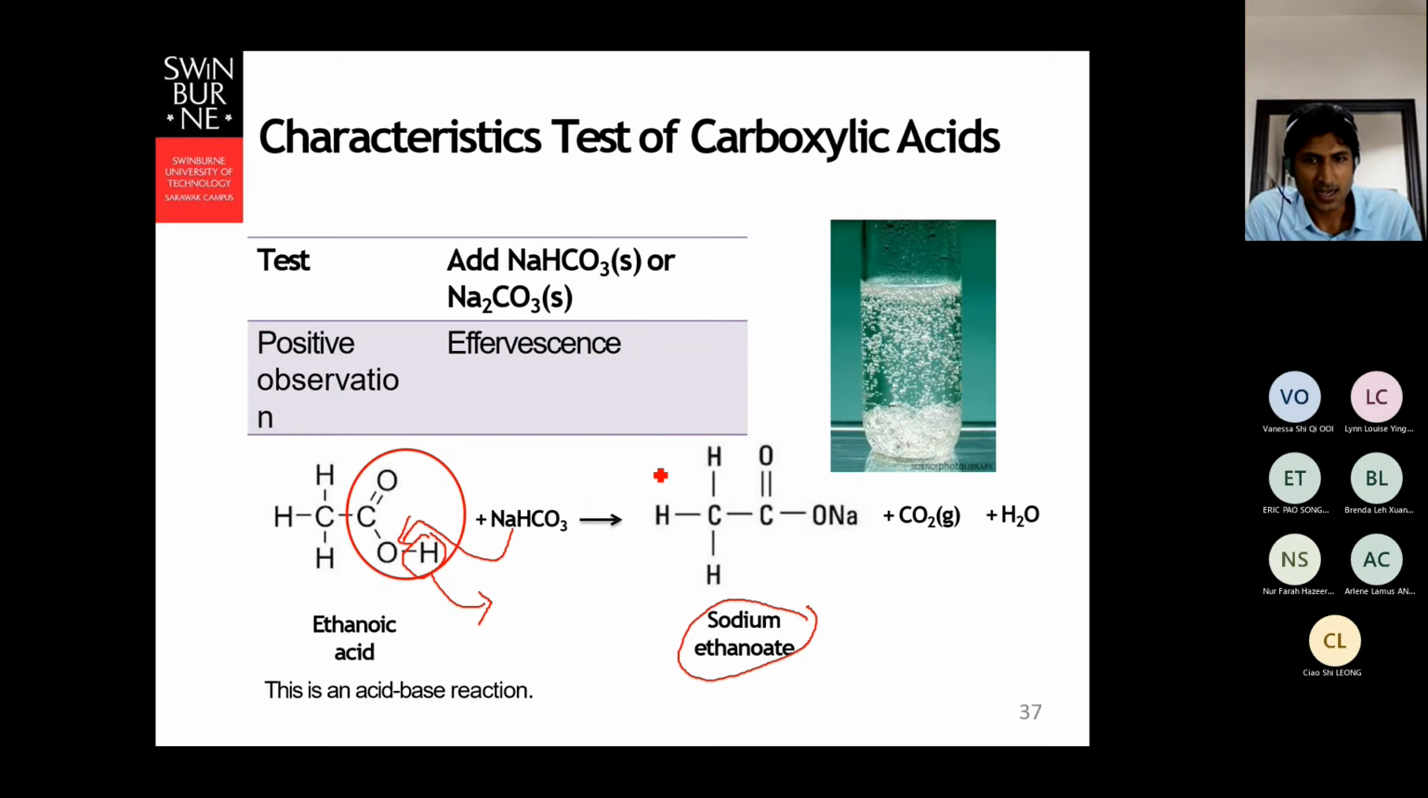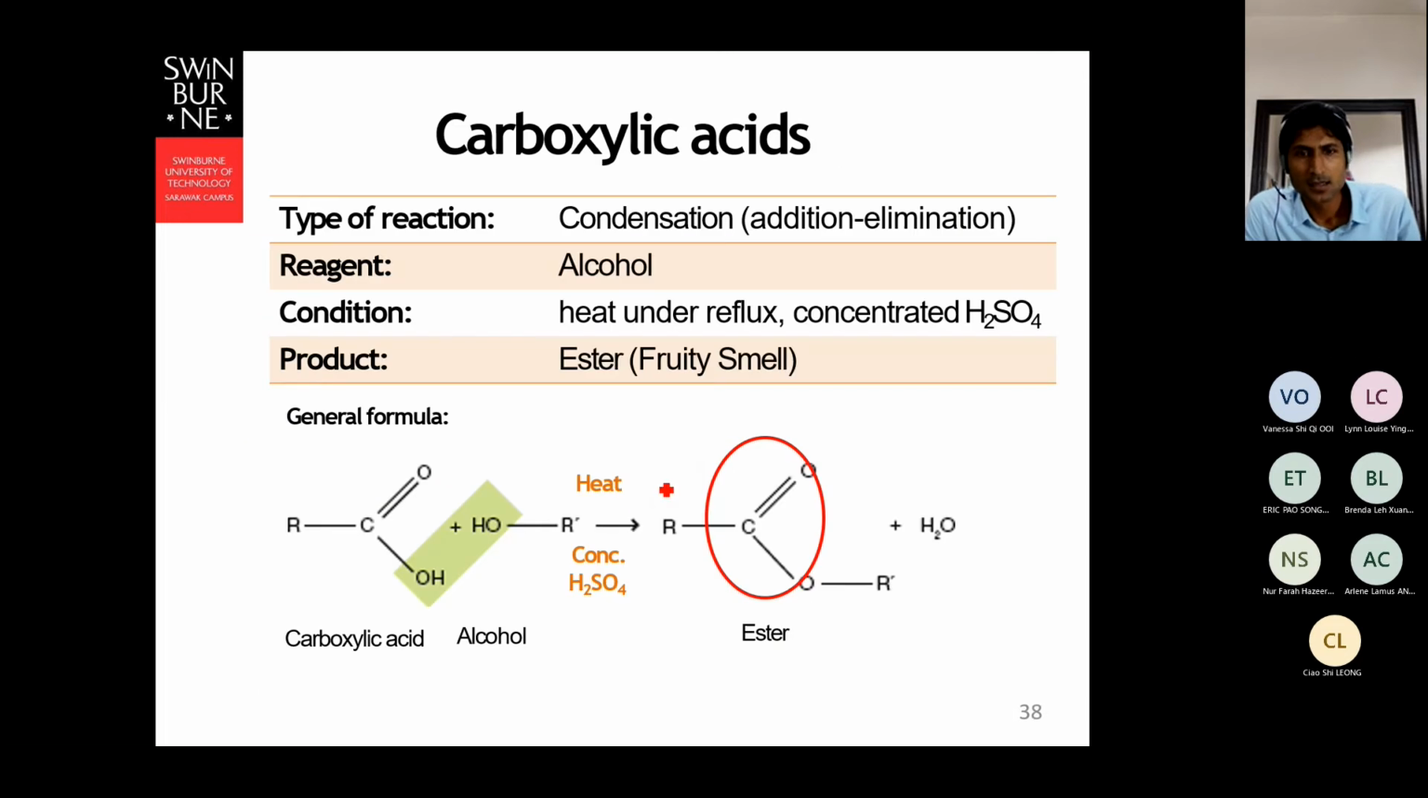The main thing, the carbon dioxide will be released. The carbon dioxide is released from here, and this is producing the bubbles or gas. So this is the carbon dioxide actually, coming out from the liquid. Carboxylic acids also react with alcohol and produce ester. But it needs heat under reflux, with concentrated sulfuric acid as a catalyst. Without it, it will produce, but not that much.